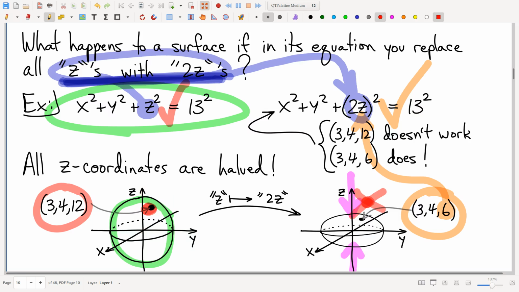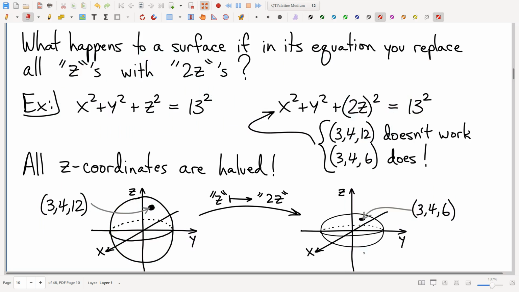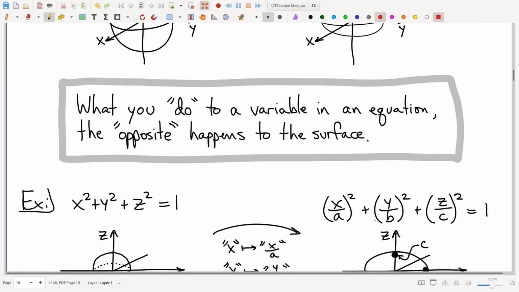It doesn't satisfy the new equation. Yeah. Right. But when you put the 6 in, it does. So here's the big upshot then, is this right here.